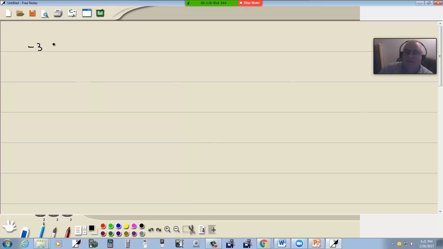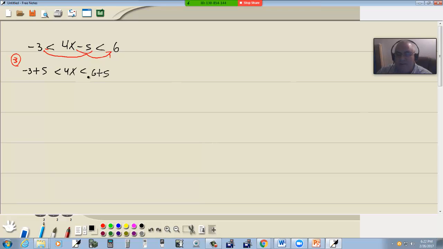For example, if you have negative 3 is less than 4x minus 5 is less than 6. Step 1, get rid of parentheses. Don't have any. Step 2, get rid of fractions. Don't have any. Step 3, get everything with an x in the middle, numbers on the other two sides. So instead of taking negative 5 over just the other side, we have to take it over the other two sides. It's equivalent to adding 5 to all three sides. So I got negative 3 plus 5 is less than 4x, is less than 6 plus 5. Negative 3 plus 5 is 2, is less than 4x, is less than 11.